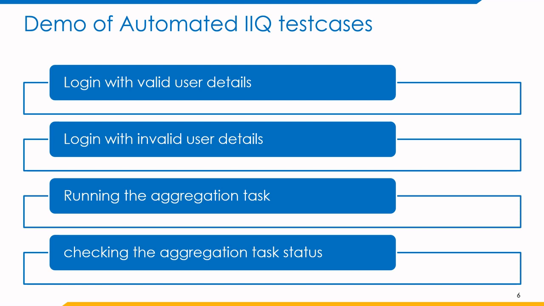Third, running the aggregation tasks. Here I have taken refresh IdentityIQ for aggregation tasks. And fourth is checking the aggregation task status, whether it is pass or fail. Here I have also written code for refreshing the page and taking a screenshot.